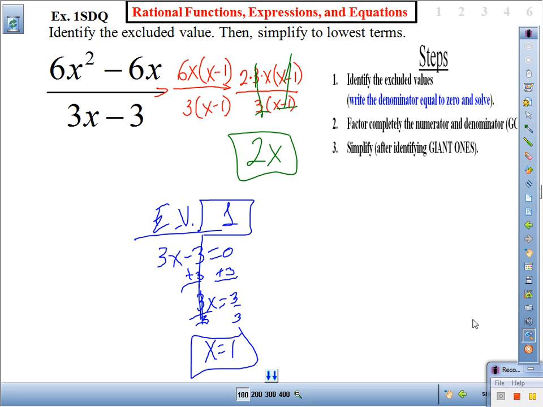There's the whole thing. All right. Let's do another one. See if you can do this next one by yourself. Ready? Here we go.